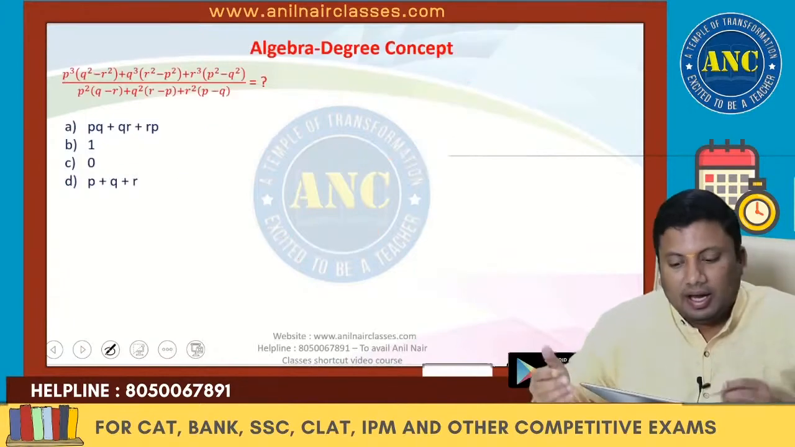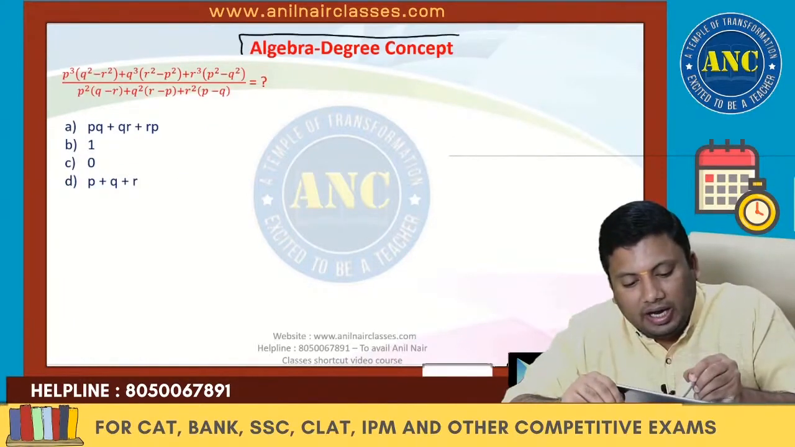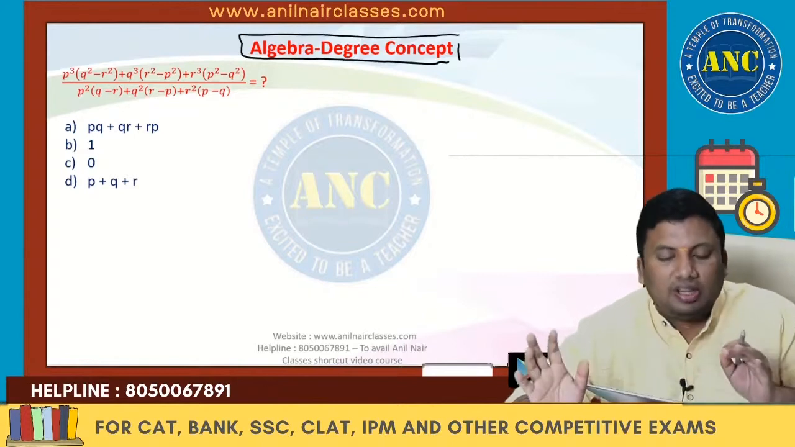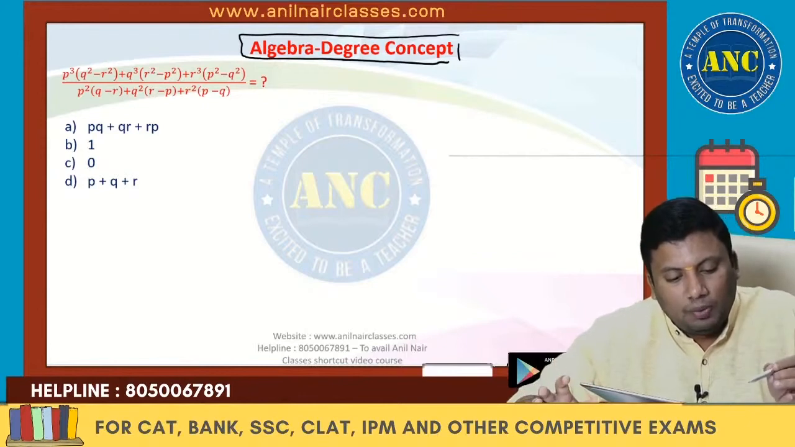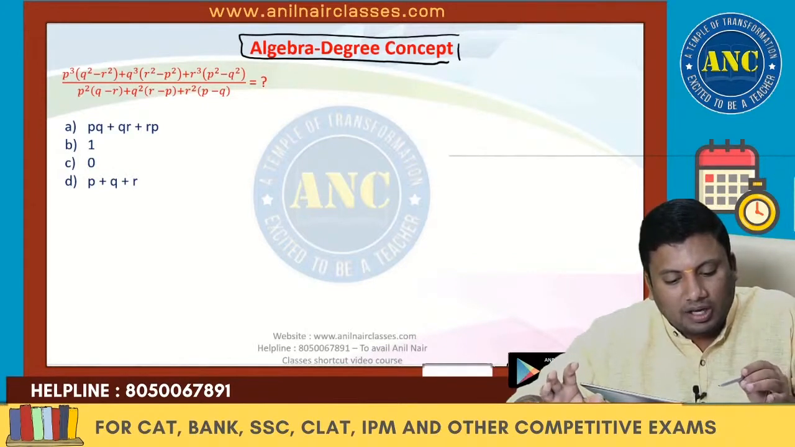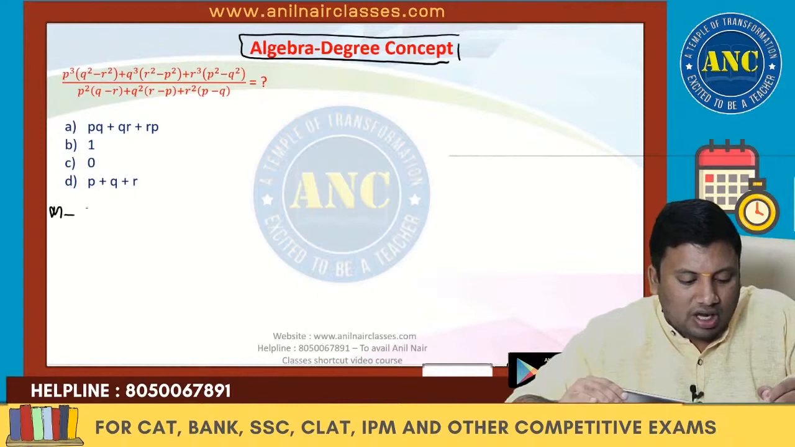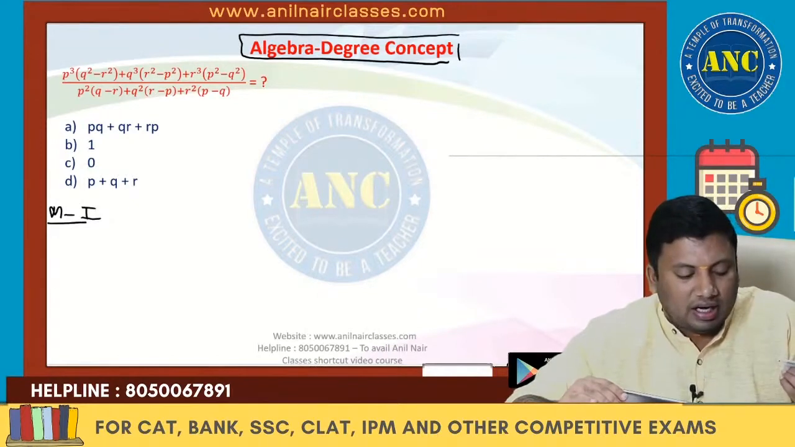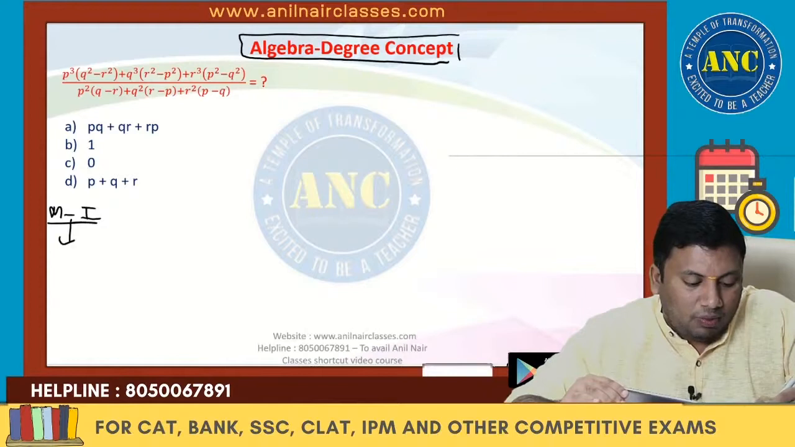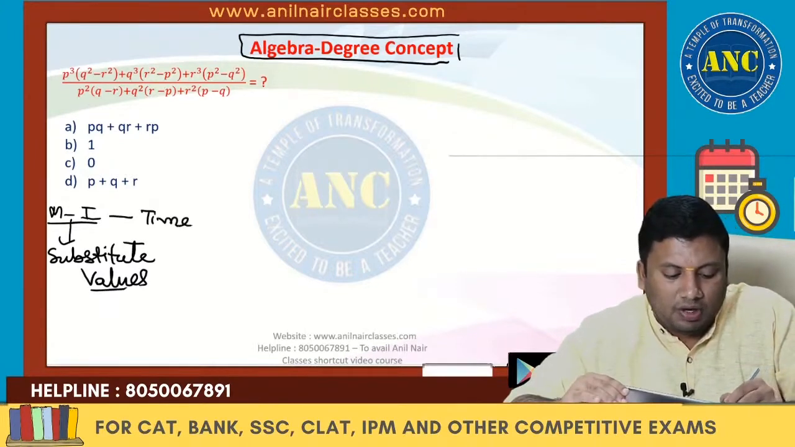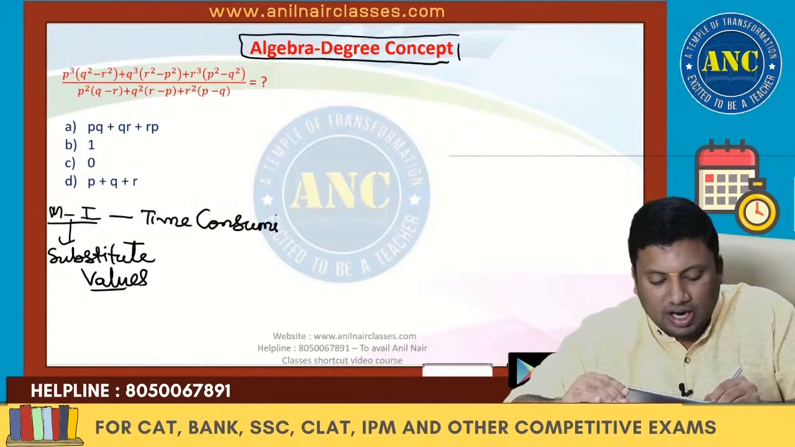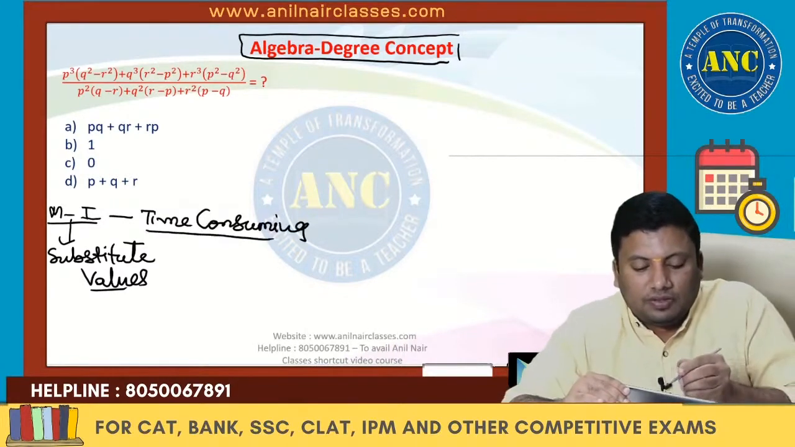Next one. Concept number 1, degree concept. See here. There is a question that is given here. All are taken from the exam model questions. P cube, Q square minus Q square, Q cube, R square and everything. Method 1, which is taught in your Narayanas or Chaitanyas or any of the coaching centers: substitute values. Substitute some random values and check. This is again a time consuming question. I will tell you when to use this concept. I will give an algorithm on when to use which concept.